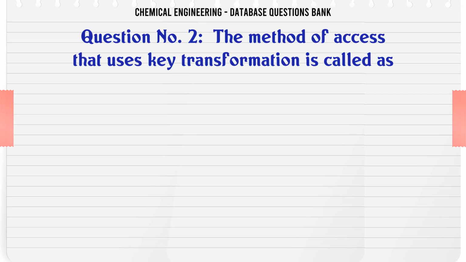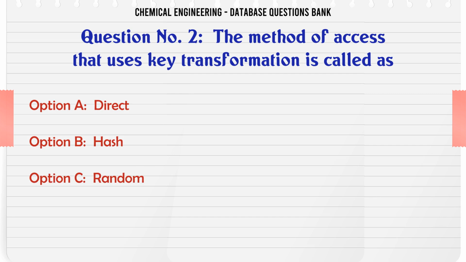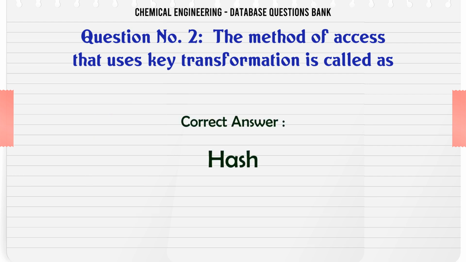The method of access that uses key transformation is called as A, direct, B, hash, C, random, D, sequential. The correct answer is hash.